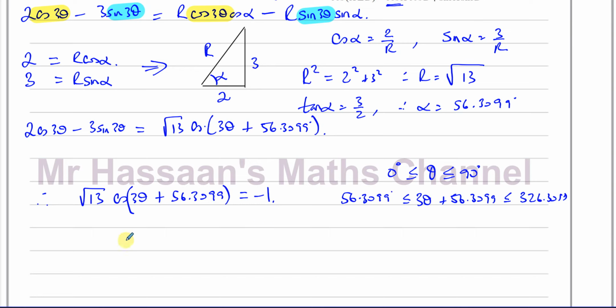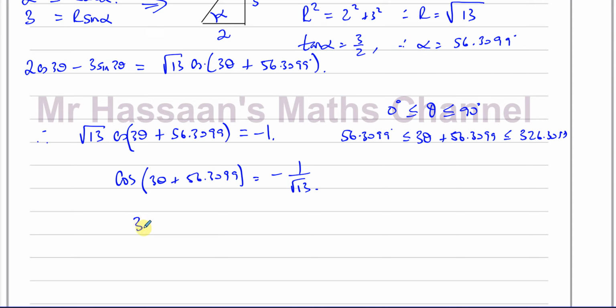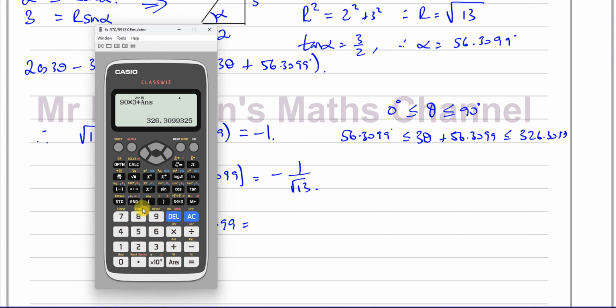So those are our limits that we have to start and stop at when we are getting the answers for this. But first of all, of course, I have to divide by root 13. So cosine of 3 theta plus 56.3099 is equal to negative 1 over root 13. So the first angle is found by using the calculator. So we have 3 theta plus 56.3099 equals. So in my calculator, I'm going to put inverse cosine of negative 1 over root 13.